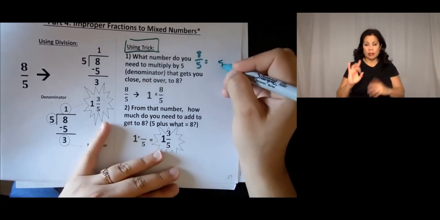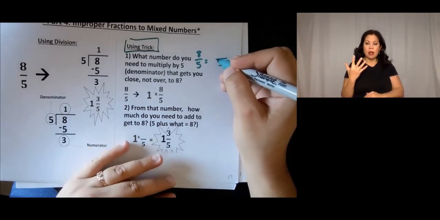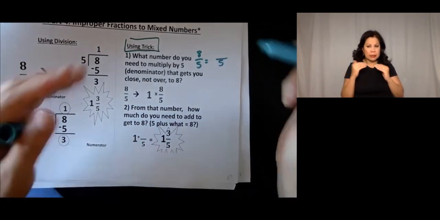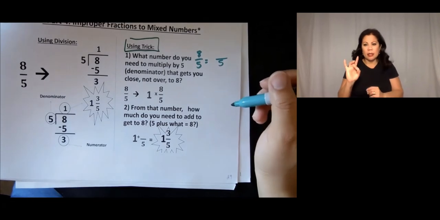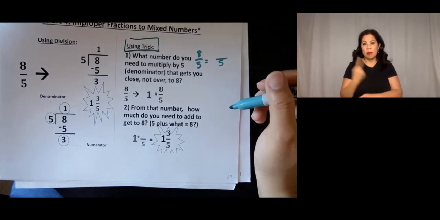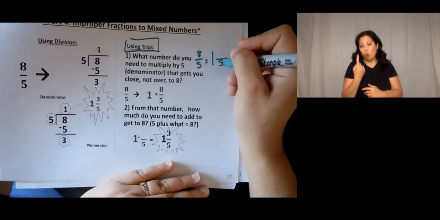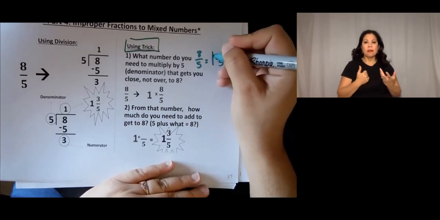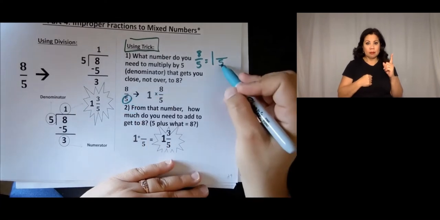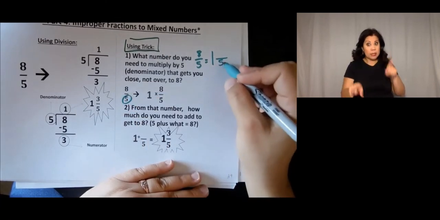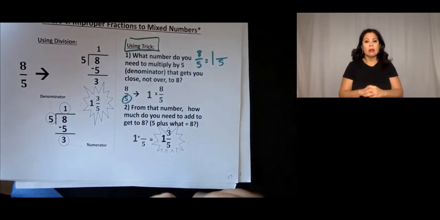Okay, so I start with 5. 5 times what number gets me close to 8? Well, 5 times 1 is 5. 5 times 2 is 10. That's over 8. So 1 is my closest number. So I'm going to do 5, and I'm going to put a 1 on the outside. I'm always going to keep the same denominator. That's where you start. Start with that denominator first. Let me do that part again.